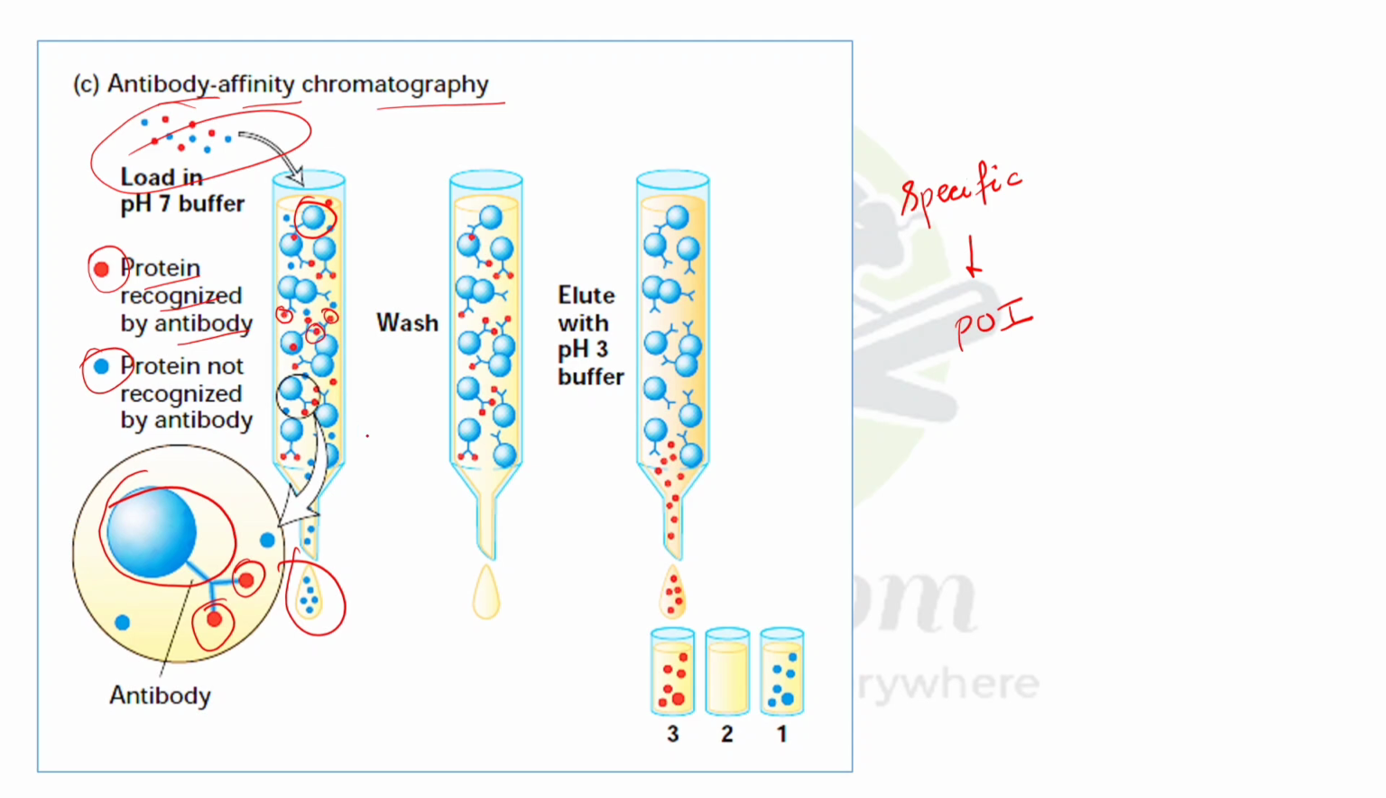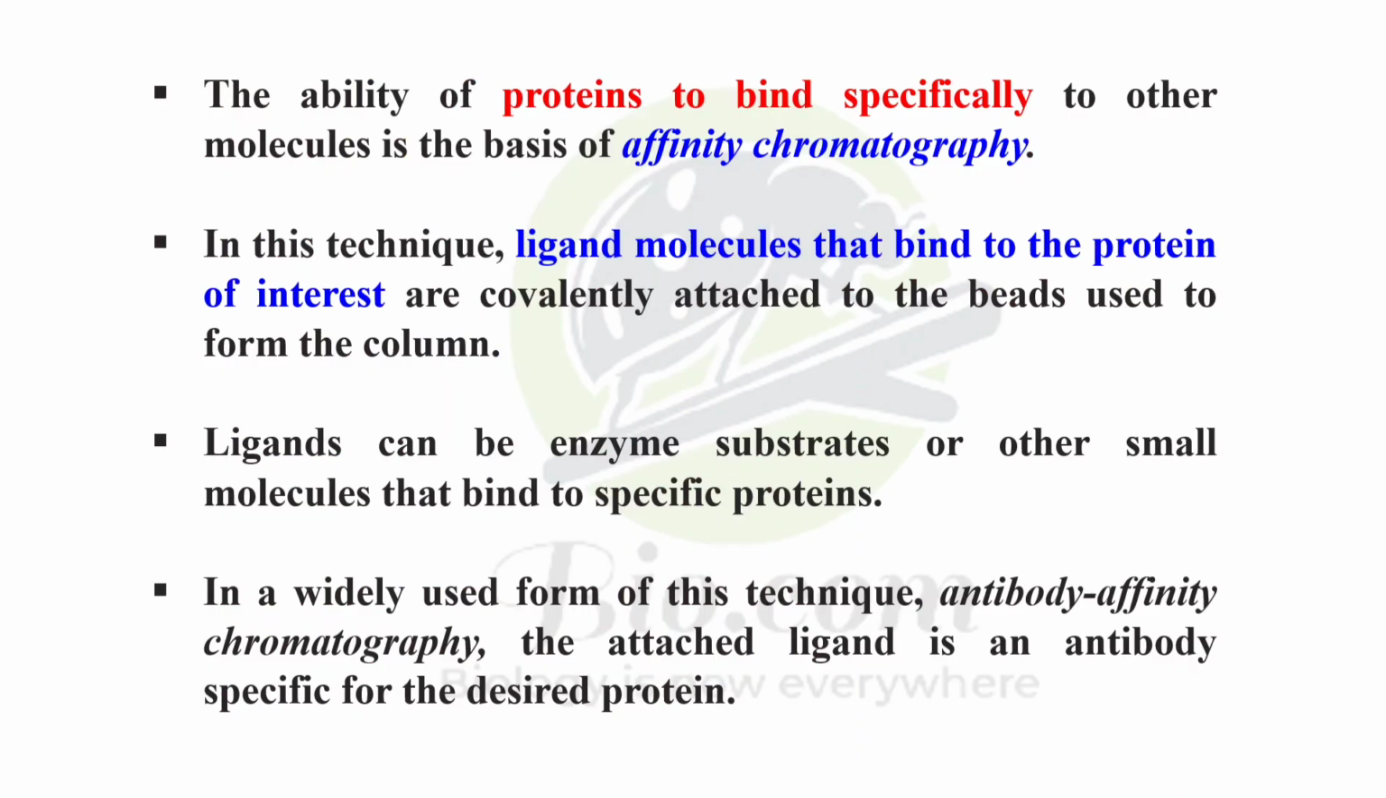After washing it, after altering the pH, you can elute this out, and through that you will get your own protein of interest. So this is how a protein purification can take place. So this is important. The ability of a protein to bind specifically to a molecule is the basis of affinity chromatography.